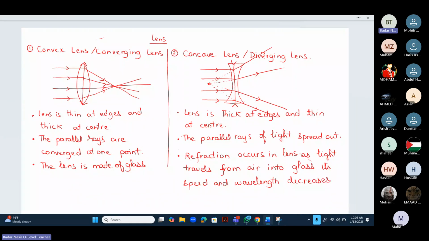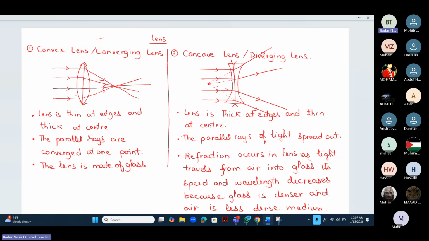So why do the speed and wavelength decrease? Speed and wavelength decrease because glass is a denser medium and air is a less dense medium. So this is how a concave lens looks like.